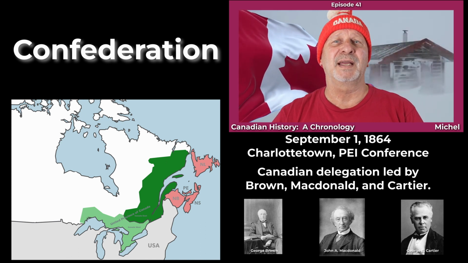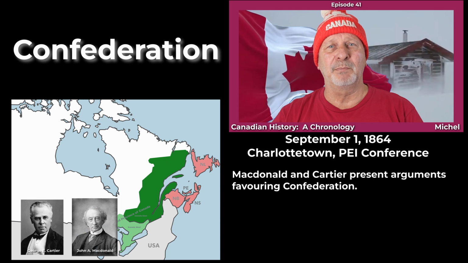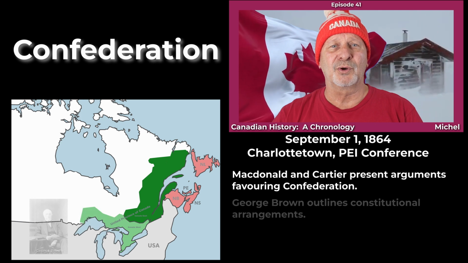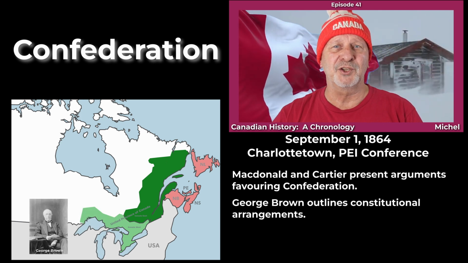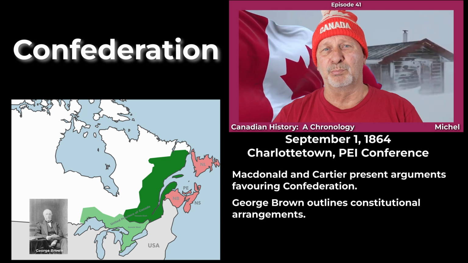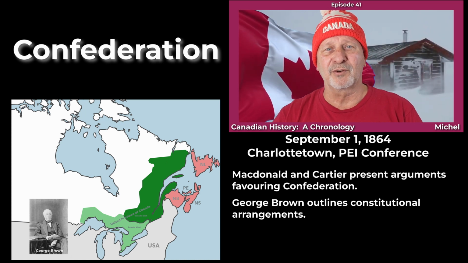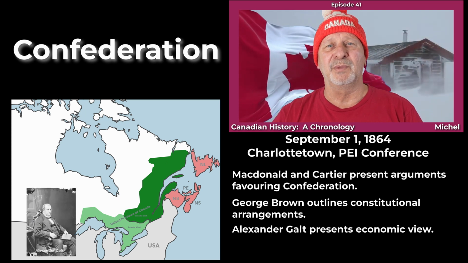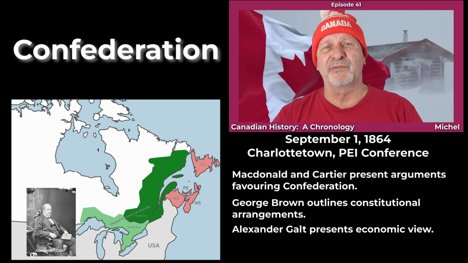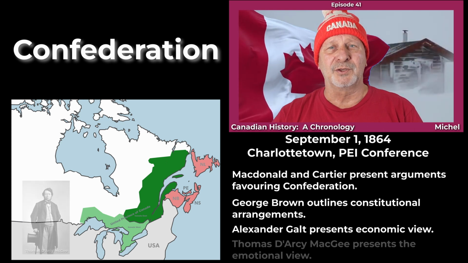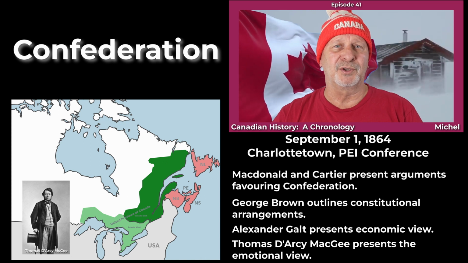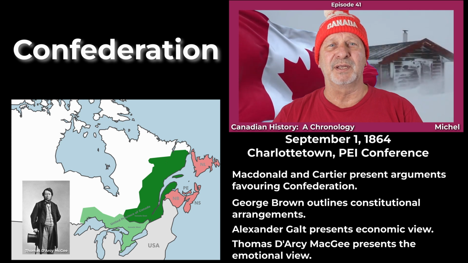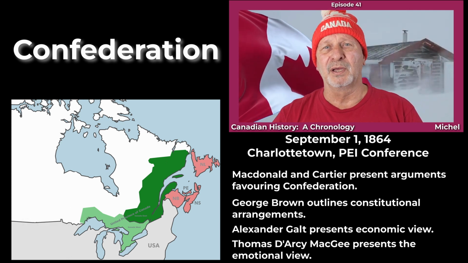And who did what was a tag team effort. Basically, Cartier and MacDonald presented the overriding arguments in favor of Confederation. Then George Brown outlined the constitutional arrangements, such as the continued connection to Great Britain, a central government with regional governments, and representation by population. Then Alexander Galt, the Canadian Minister of Finance, presented the economic view of the proposed union. And Thomas D'Arcy McGee, an Irish poet turned politician, presented the emotional appeal. He spoke of a new nationality and a new vision, something bigger and grander.